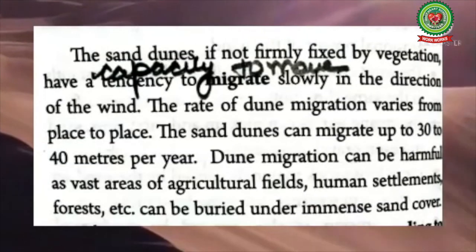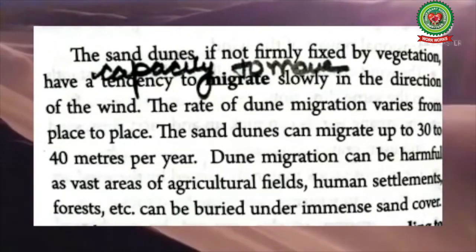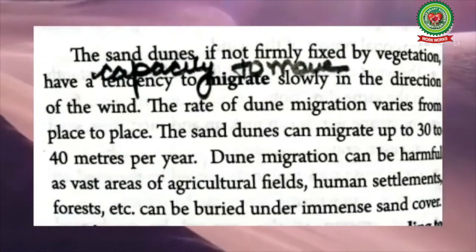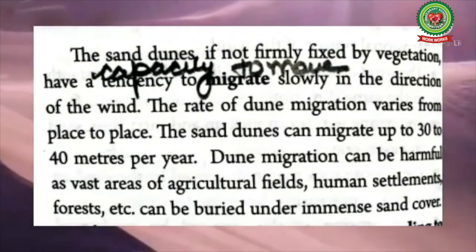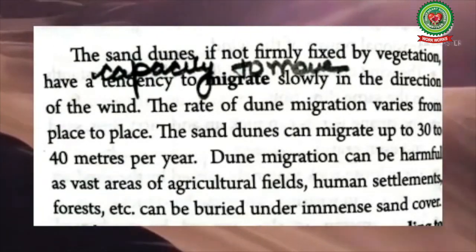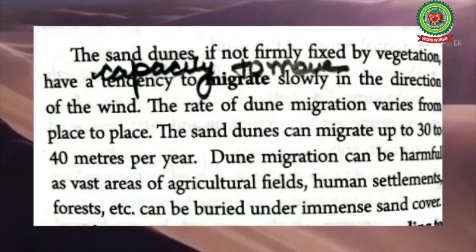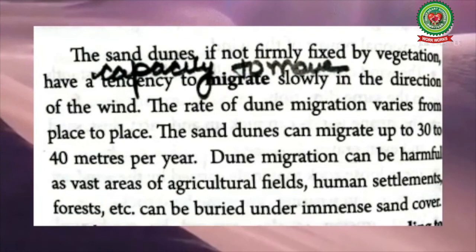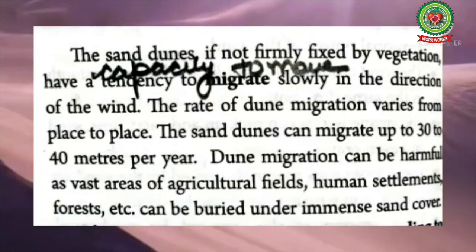The sand dunes, if not firmly fixed by vegetation, have a tendency to migrate, means to shift from one place to another in the direction of wind. The rate of dune migration varies from place to place. Sand dunes can migrate up to 30 to 40 meters per year. Planting of fast growing and deep rooted shrubs and trees on the windward slope can prevent shifting of sand dunes. Dune migration can be harmful as vast areas of agricultural fields, human settlements, forests, etc. can be buried under the immense sand cover.